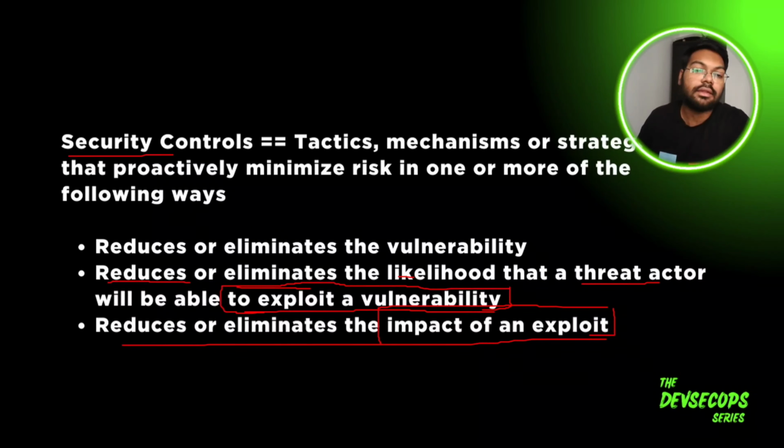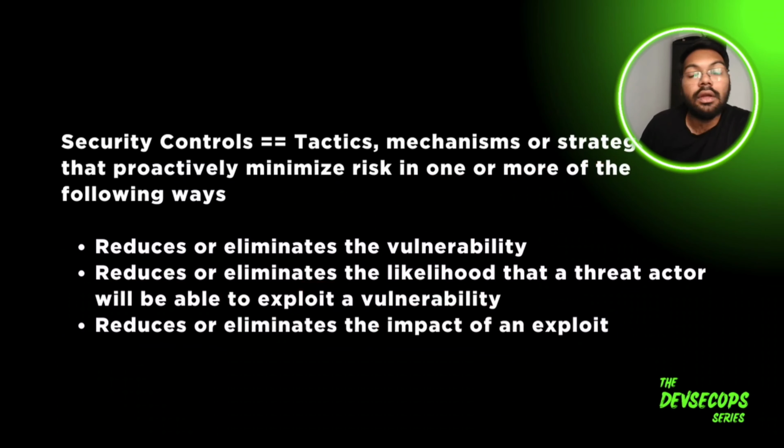That is what it says: a security control should be something that would minimize the risk in one or more of the following ways mentioned here. It explains what kind of security controls we need to implement and what they should be doing. Either it should be eliminating the vulnerability, or it should be reducing the likelihood that a threat actor would exploit a particular vulnerability, or the impact of the exploit should be minimized.